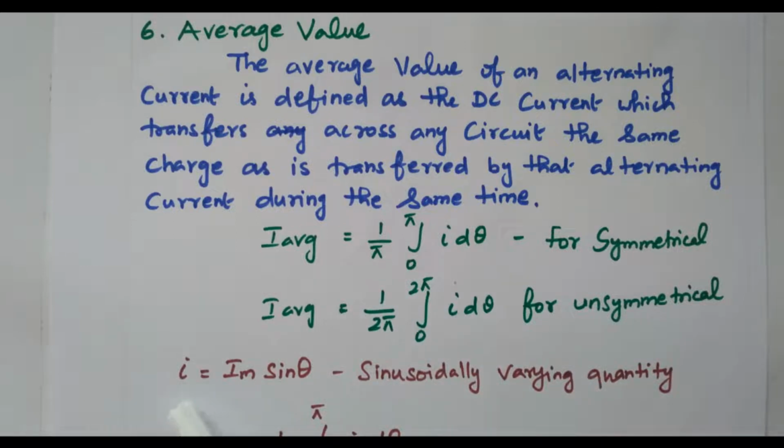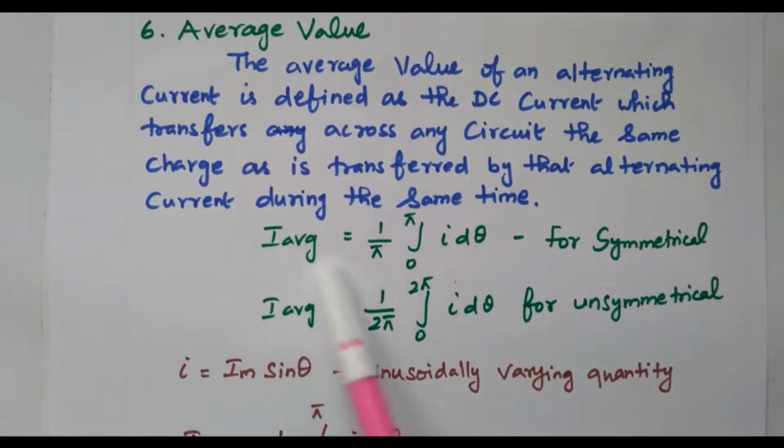So what is the current waveform? The expression is I equal to Im sin theta. So this current varies with theta. If theta is 0, current is also 0. Theta is 90 degrees, sin 90 means 1, so current will be maximum. 180 means again 0. 270 means minus. 360 means again 0. So based on the theta value, I changes. This Im is nothing but the maximum value, that is called the amplitude. So I equal to Im sin theta is the general expression for a sine wave. I varies as a function of theta.